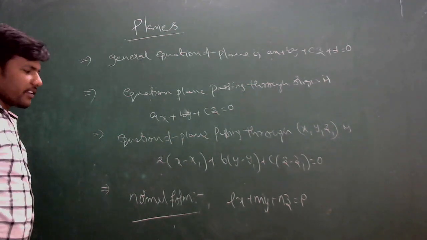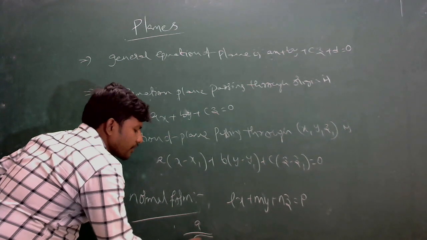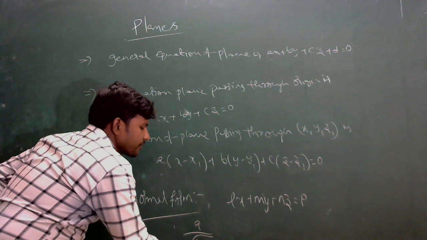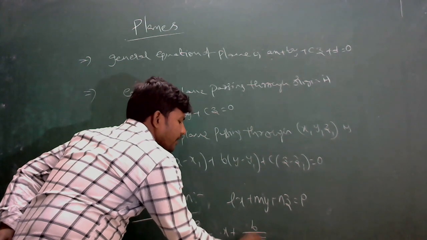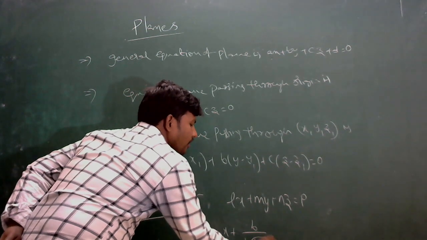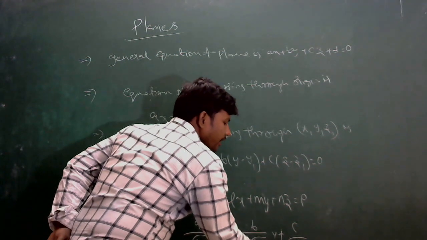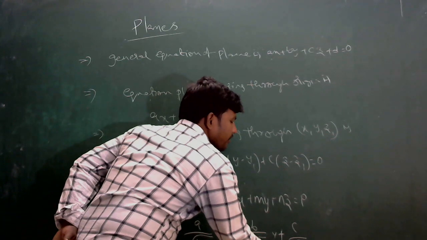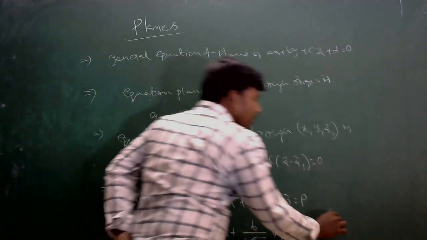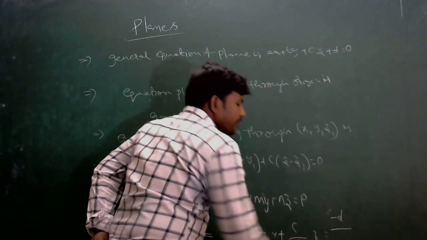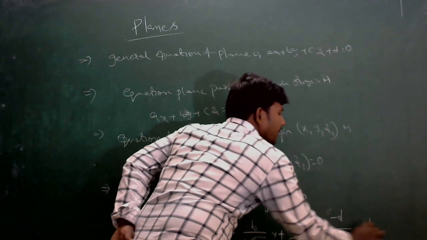It can also be written in the form of a by root of a square plus b square plus c square into x, b by root of a square plus b square plus c square into y, plus c by root of a square plus b square plus c square into z is equal to minus d by root of a square plus b square plus c square, where d is less than or equal to 0.